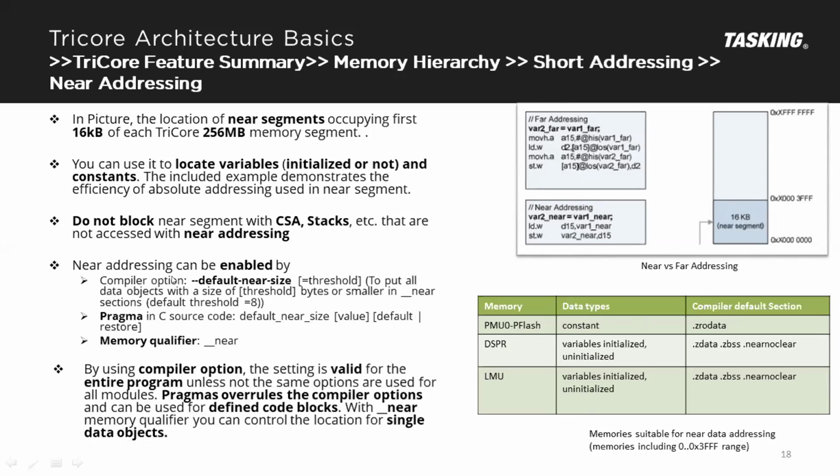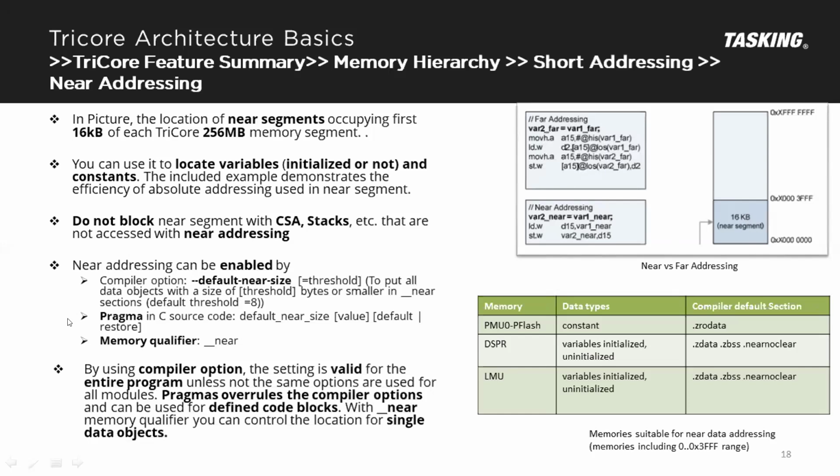From the compiler side, in order to enable this near addressing, you have different possibilities. From the compiler option, you could use the option called default near size, which represents a threshold for your data. If the data exceeds this threshold, it will be saved away from this near segment. As long as the data size is below this size, which by default is 8 bytes, it will be saved inside this near section. So this is the first option: use the compiler option to force the linker to locate the data inside this memory part.